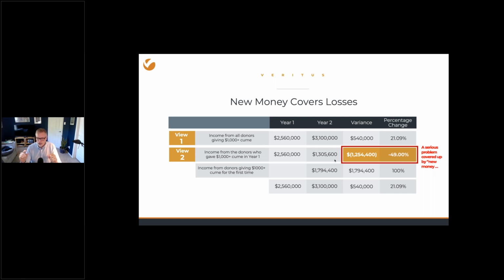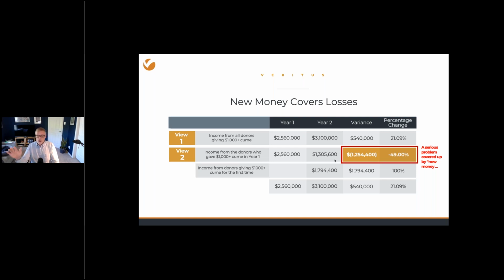49% in 1 year. The only reason the file grew by 21% was because new donors hitting that 1,000 Q mark came in and masked the behavior of the donors in the prior year. So we grew, yes, by 21%, but those donors that gave in year 1 to year 2, we lost 49% of their value. And I will guarantee that most nonprofit leaders never look at their file this way.